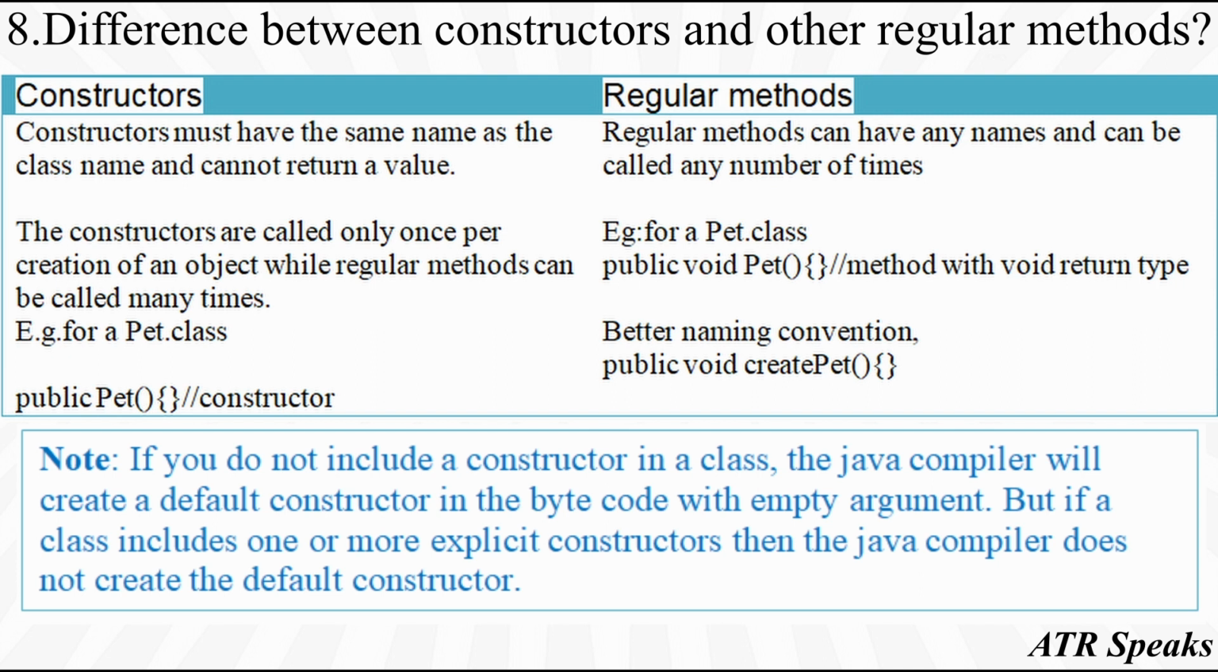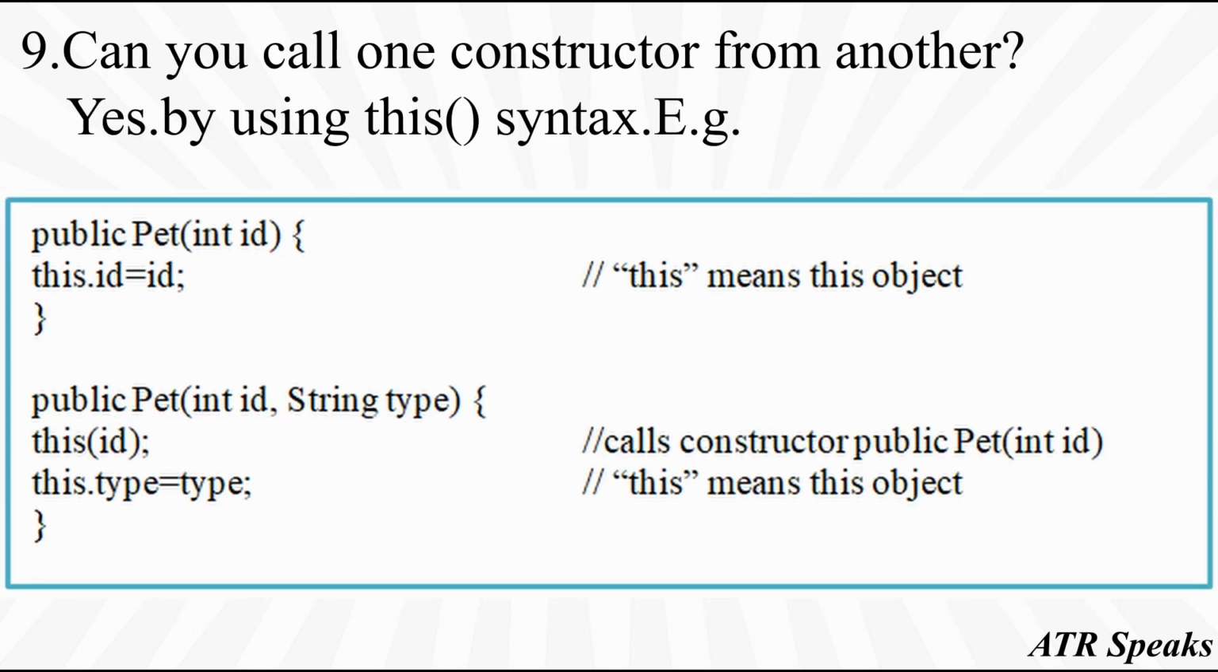And there is an important note you should be aware of. If you do not include a constructor in a class, the Java compiler will create a default constructor in the bytecode with empty arguments. But if a class includes one or more explicit constructors, then the Java compiler does not create the default constructor.